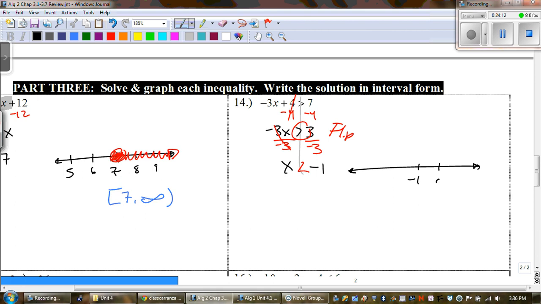So negative 1 in the middle. I go 2 higher, 2 lower. Open or closed? Open, and it's less than, so we shade to the left. Doing the interval notation, we start at negative infinity, and negative infinity is open, and the graph stops at negative 1, and then we're open at negative 1.